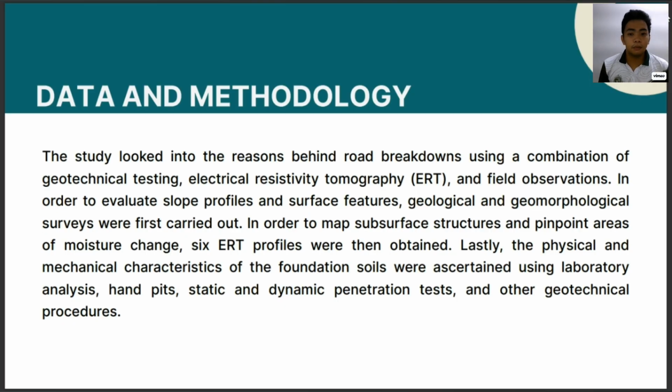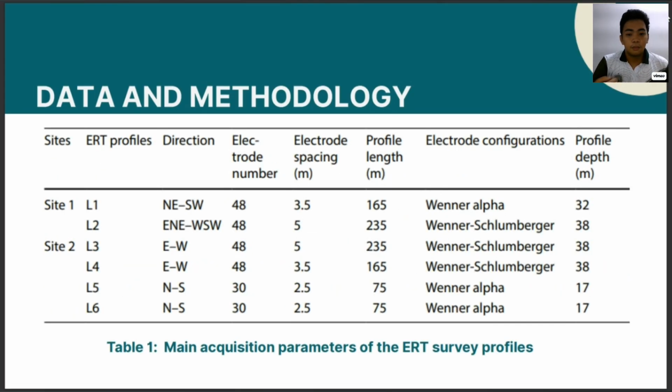In Table 1, we can see that it summarizes technical details of the electrical resistivity tomography surveys, including electrode spacing, profile lengths, configuration, and depths. It shows that both Wenner and Wenner-Schlumberger arrays were used, providing varying sensitivity to vertical and horizontal changes. This setup allows for imaging of subsurface structure to depths of up to 38 meters.